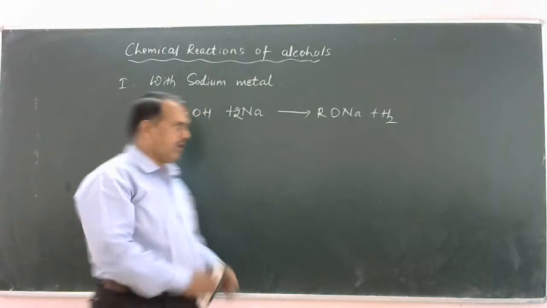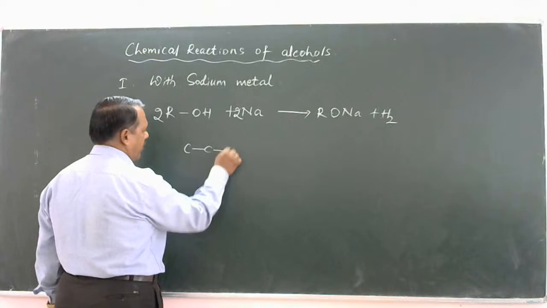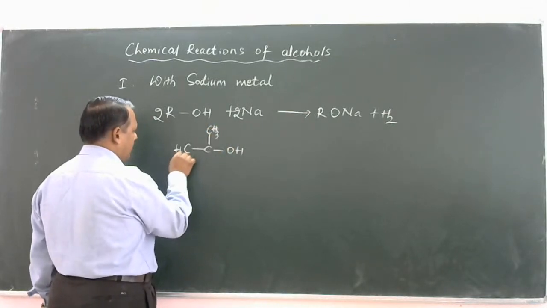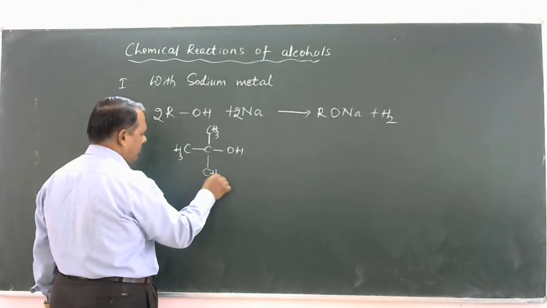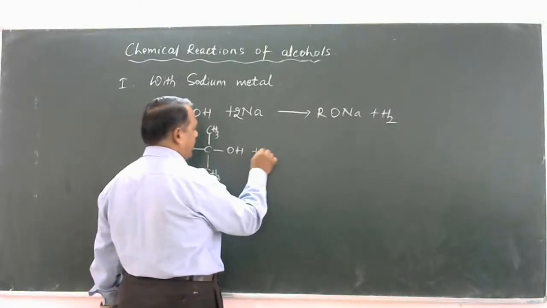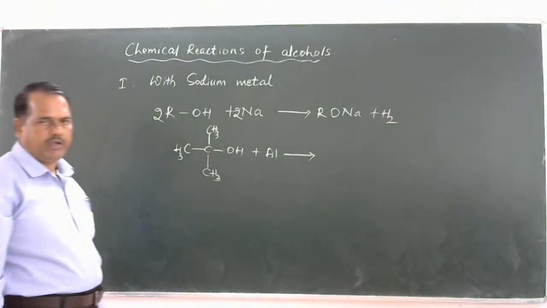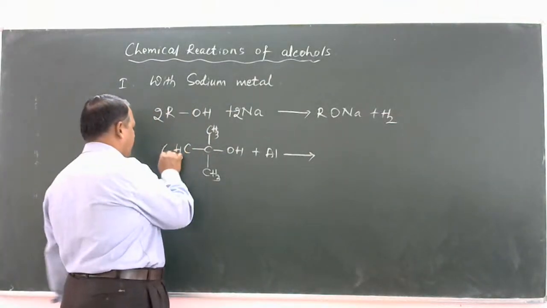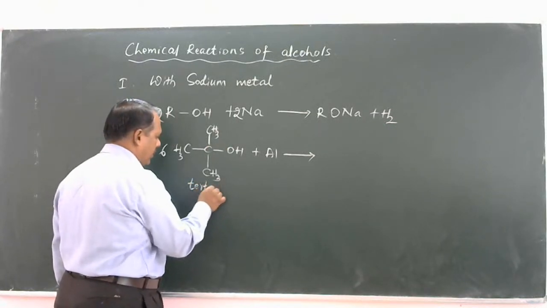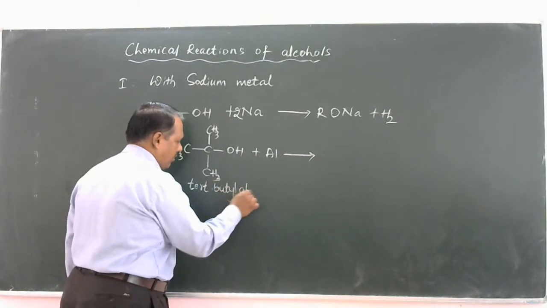Are you clear? See, take for example, particularly it is there in your textbook also. When tertiary butyl alcohol reacts with the element aluminium, we will get aluminium tertiary butoxide, and six molecules of tertiary butyl alcohol are needed.